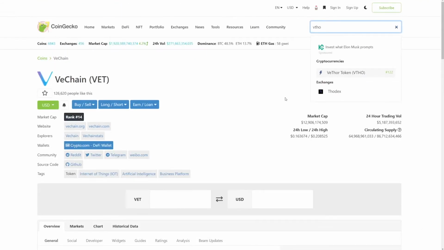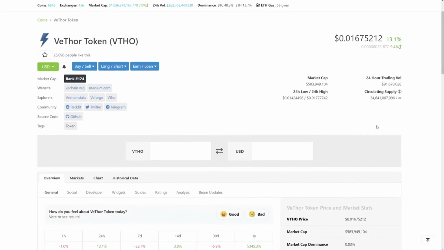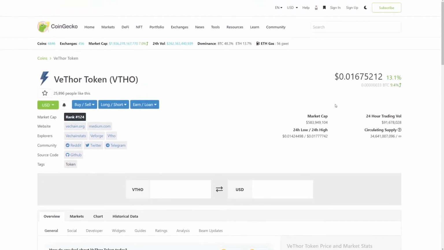And if we check out the second token, the VTHO token, it is much smaller. It's rank 124 with a market cap of just over $500 million US dollars. But this one doesn't have a limited supply, so that's the main difference. And now we are going to check out the price charts.